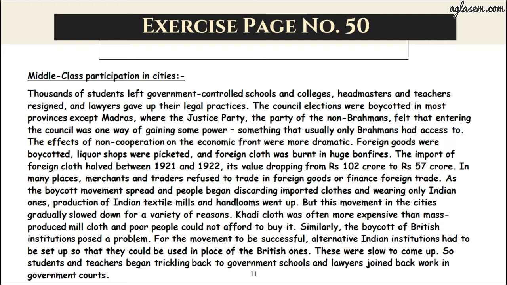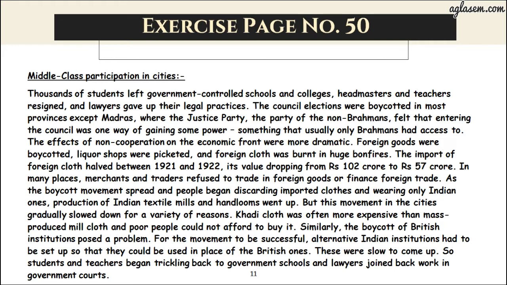As the boycott movement spread and people began discarding imported clothes and wearing only Indian ones, production of Indian textile mills and handlooms went up. But this movement in the cities gradually slowed down for a variety of reasons. Khadi cloth was often more expensive than mass-produced mill cloth and poor people could not afford to buy it. Similarly, the boycott of British institutions posed a problem. For the movement to be successful, alternative Indian institutions had to be set up so that they could be used in place of the British ones. These were slow to come up, so students and teachers began trickling back to government schools and lawyers joined back work in government courts.